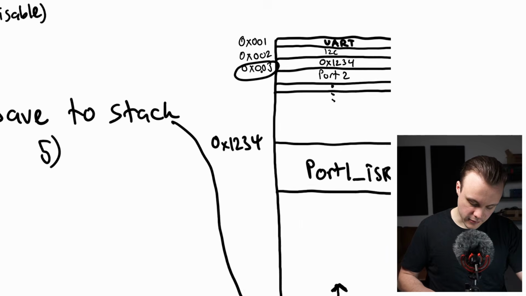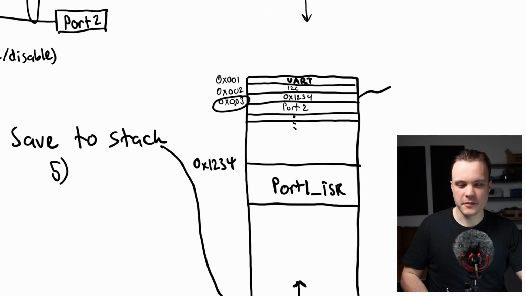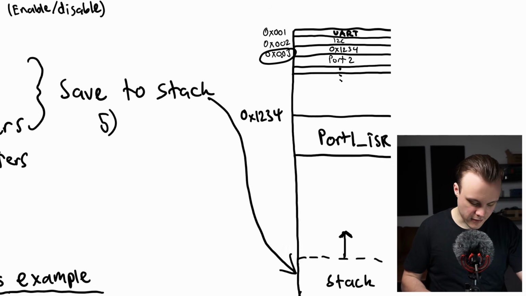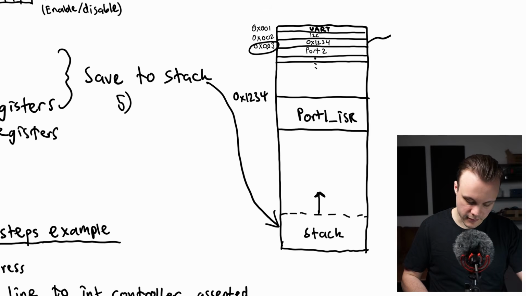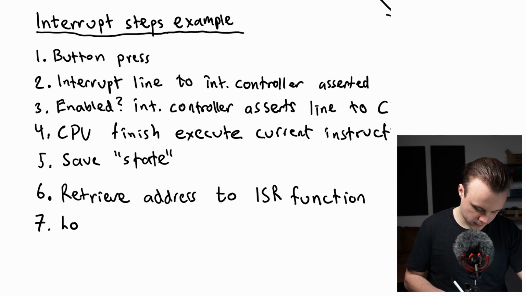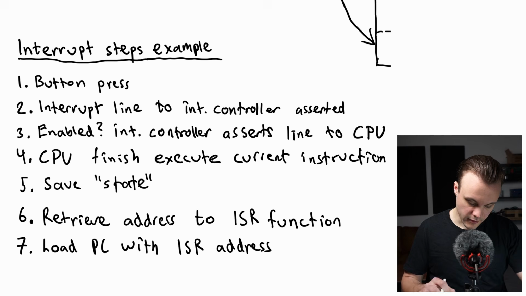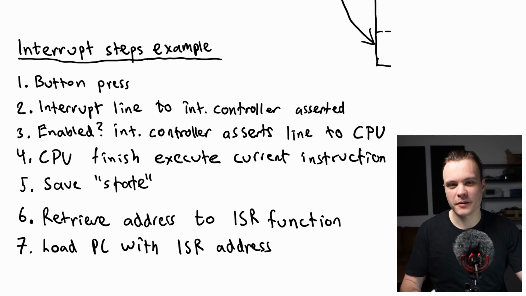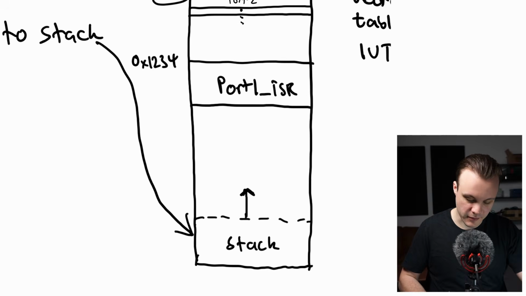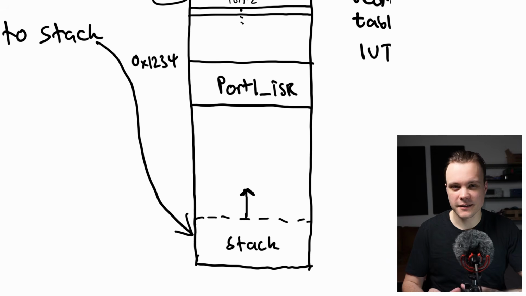And then it's going to take the value from this address, which is in this example 1234, the address to this interrupt service routine. And it's going to load the program counter with this address. And when it has done that, the program counter is pointing to the first instruction of the interrupt service routine, which means that it has started executing the interrupt service routine.